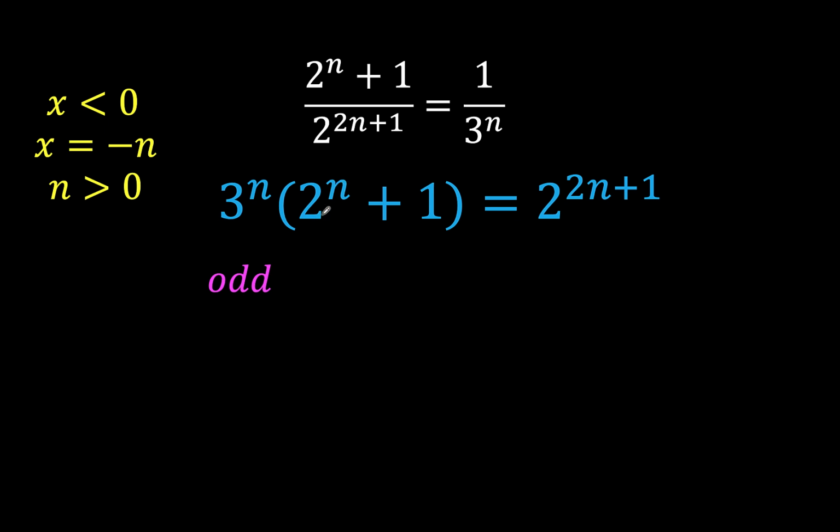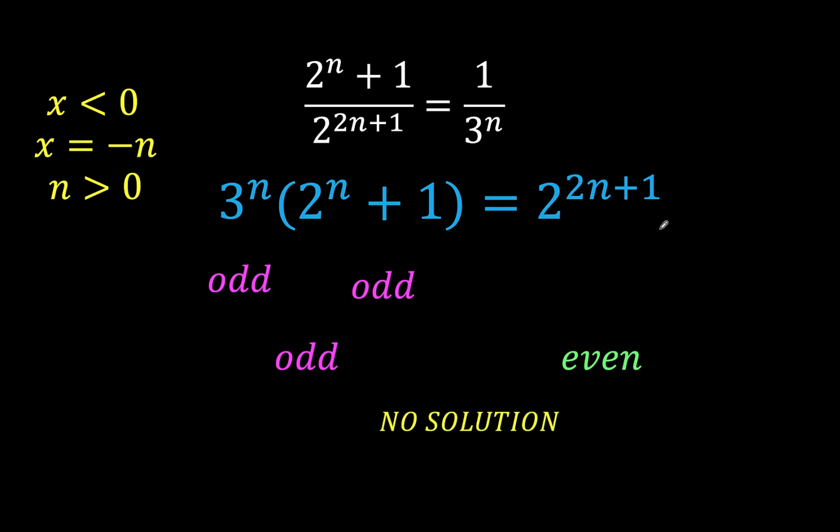2 raised to n is an even number, but when you add 1 to an even number, that becomes another odd number. And when you multiply an odd number times an odd number, the result is also another odd number. Now here, 2 is the base, and 2n plus 1 could be any positive integer because n is a positive integer. So 2 raised to that positive integer would always result to an even number. So you have an odd number at the left side, you have an even number at the right side, which is not correct. And therefore we say that there is no solution for this case.